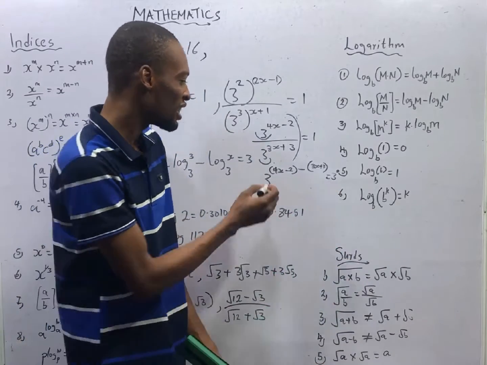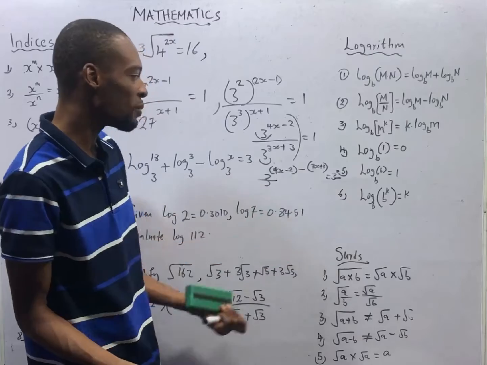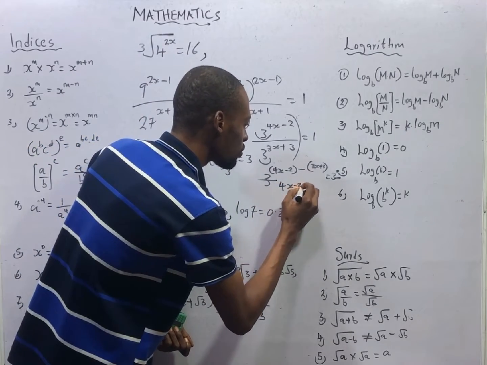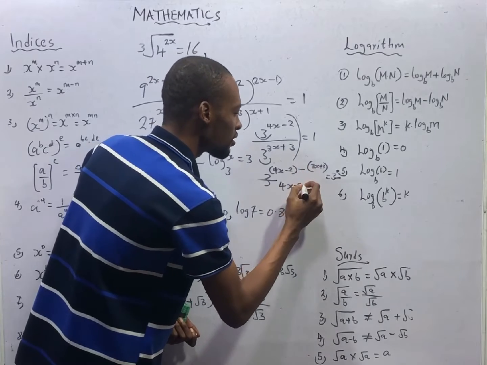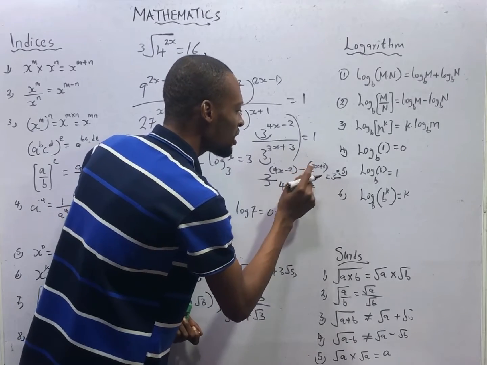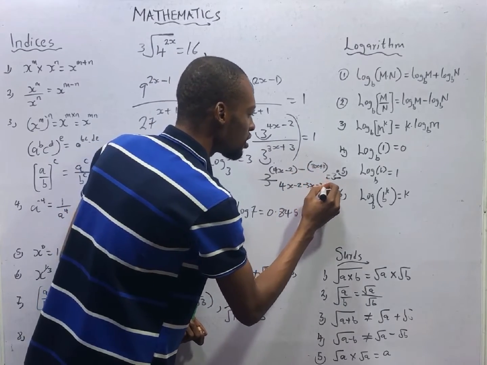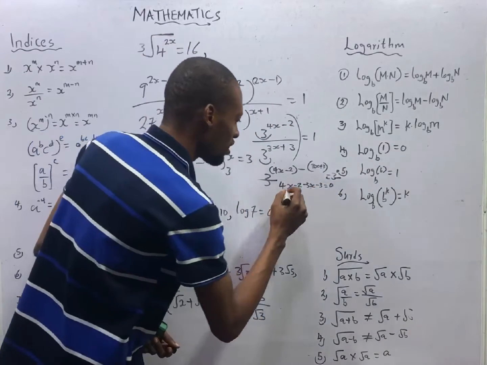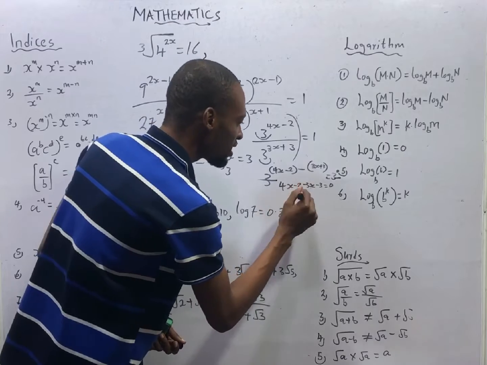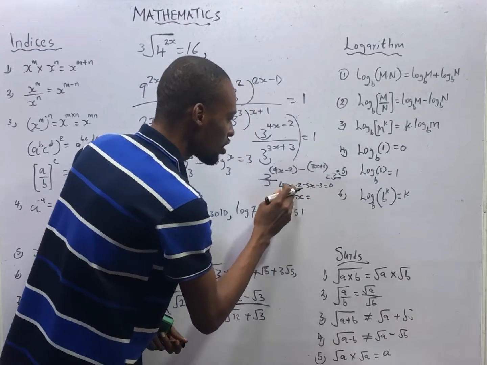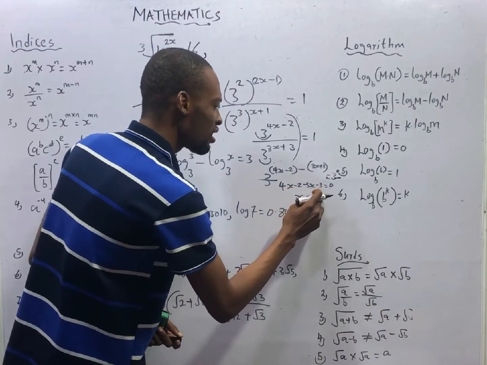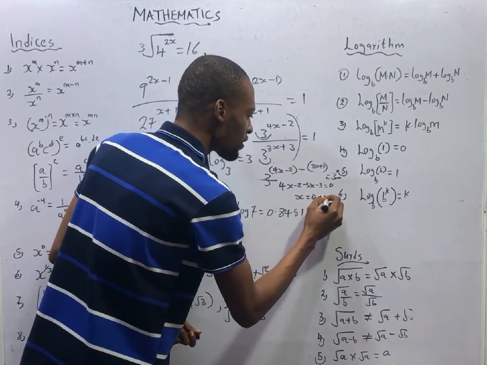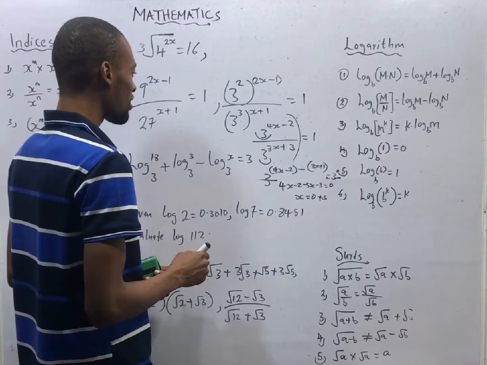So from here, the bases are the same. Then we equate the power to have 4s minus 2 minus bracket 3s plus 3, everything is equals 0. Collecting like terms, 4s minus 3s is s is equals minus 2 minus 3 is minus 5. Moving to the other side, we have 0 plus 5. So s is equals 5.